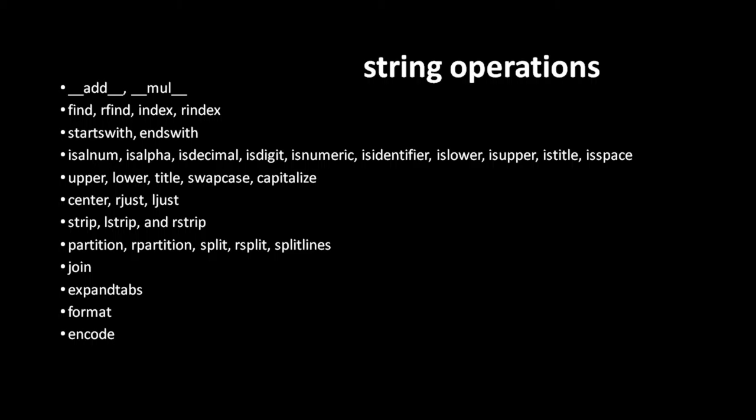The method expandTabs will take all the tabs in a string and convert them into spaces, the number of spaces specified by the argument you pass. The format method is really quite complicated, but it's basically about interpolating values into designated places within some string. It's more involved than I can explain here, but it's very, very useful. And finally, the encode method will return a bytes object.